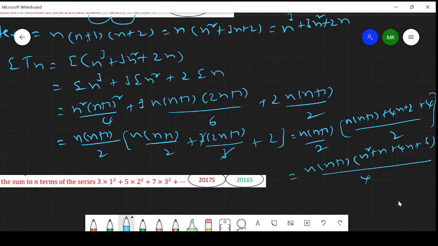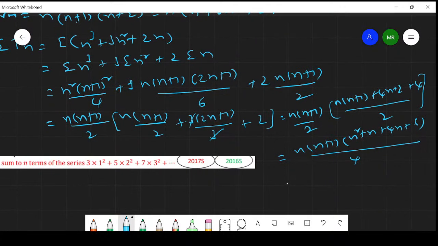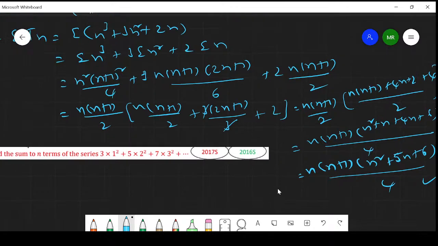That's a simplification only. So it comes now n into n plus 1, n square plus 5n plus 6, by 4. If you want, you can find factors n plus 2 and n plus 3. Find the factors of n square plus 5n plus 6. That will be n plus 2 and n plus 3. Or you can stop here. You can see this is an expected question.